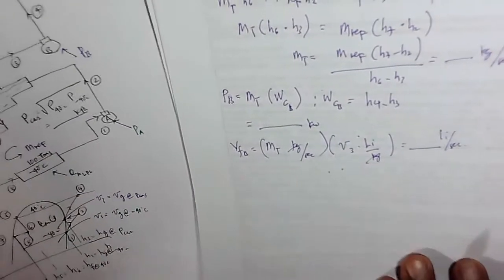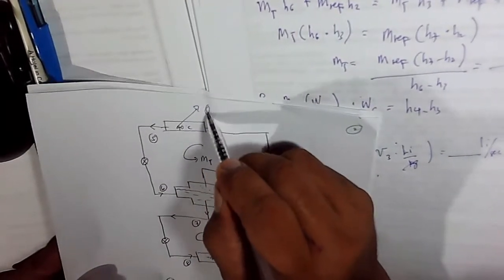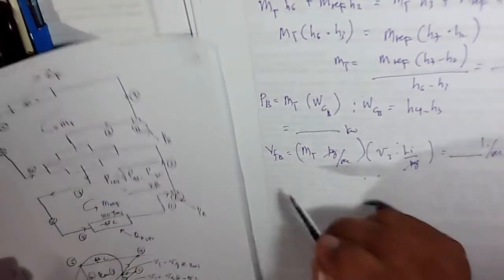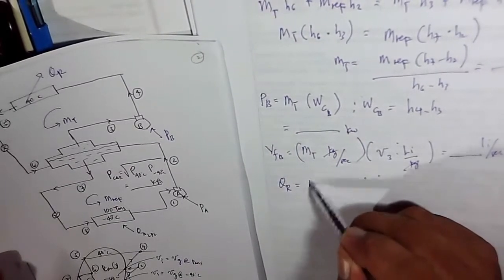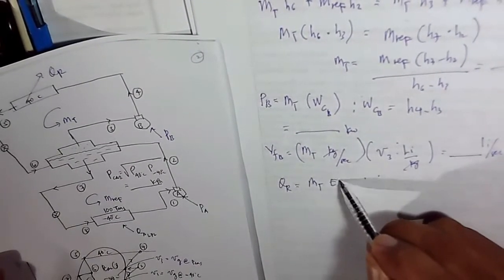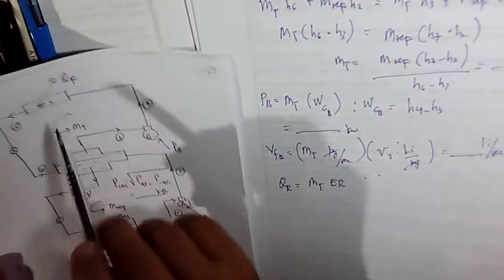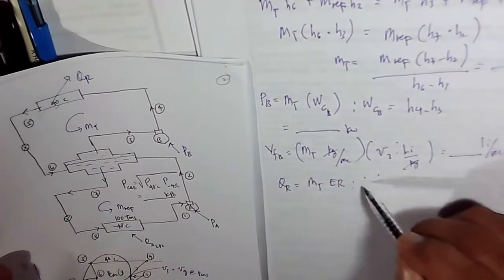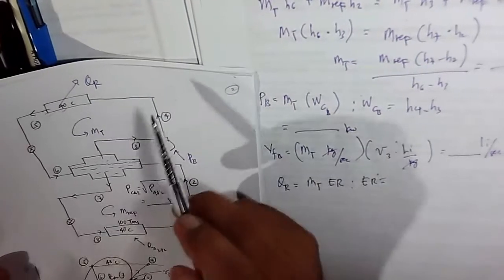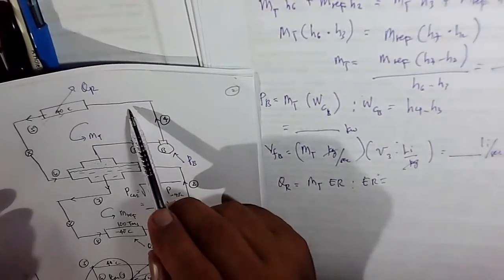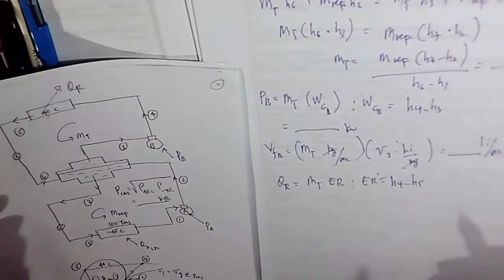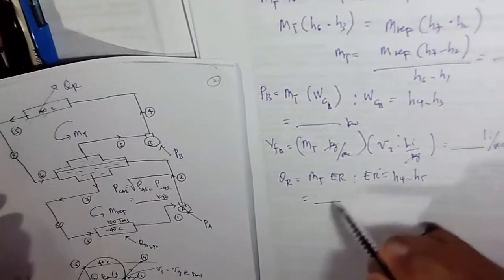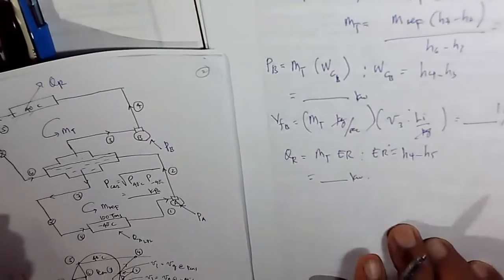Then after computing PB, you can now compute for your QR. Your QR is simply equal to mass total multiplied by energy rejected. Here, your energy rejected is simply the difference of your enthalpy at point 4 minus 5, H4 minus H5. Okay, so we have there also kilowatts.